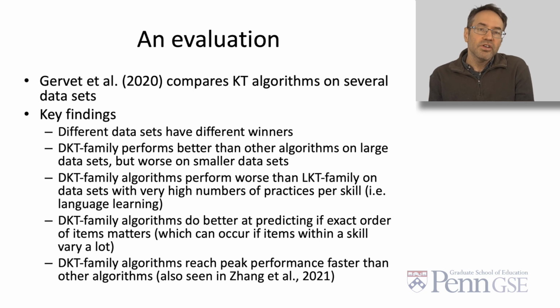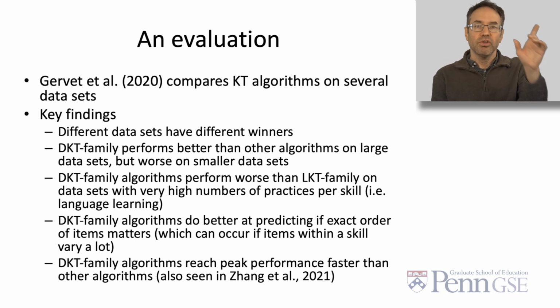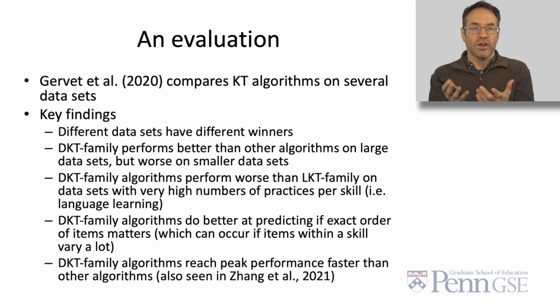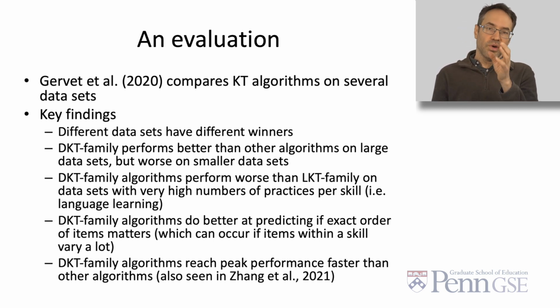My current favorite, even though it's now 3 years old, is Gervais et al., who compare a bundle of KT algorithms on several datasets. And I love that not only were their methods solid, but that they looked across a whole lot of datasets. Some of their key findings: different datasets have different winners.